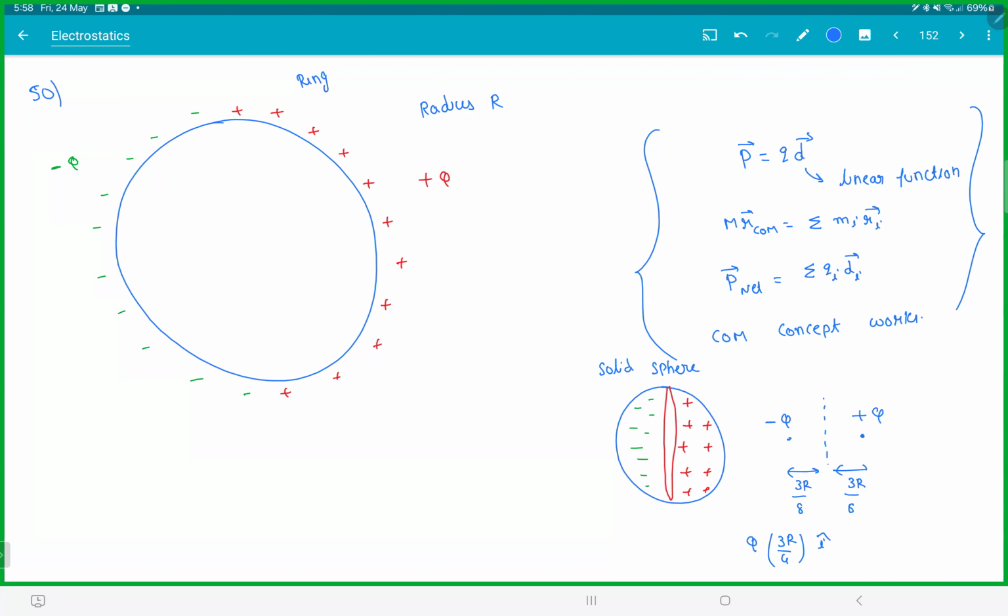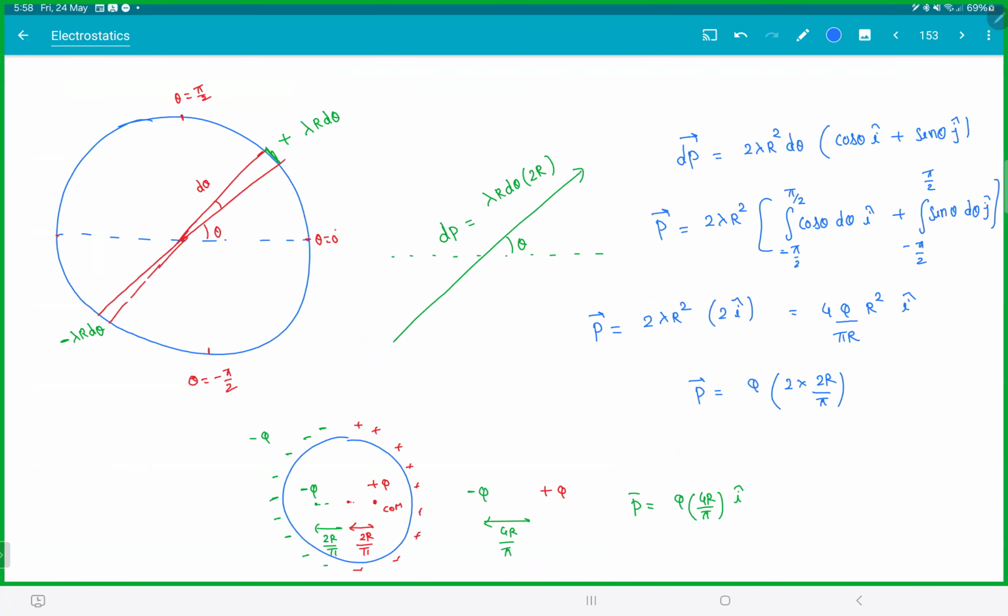So for uniform charge distributions, if you know the center of mass, it is easy to find. All got the integration? Any doubts on the integration, please ask. Now you could have chosen elements like this also. You could have taken this element and this element. In this case, the distance will change, but you'll get the same answer.